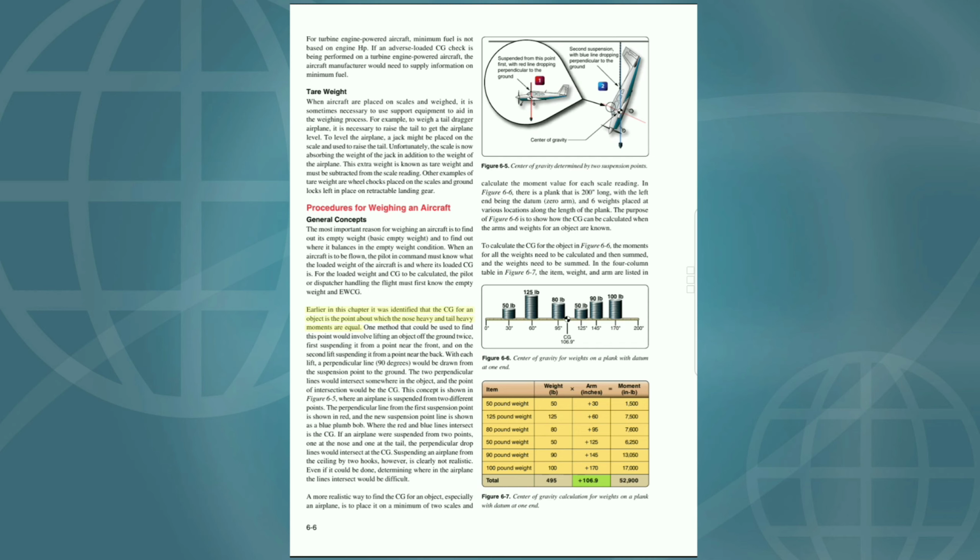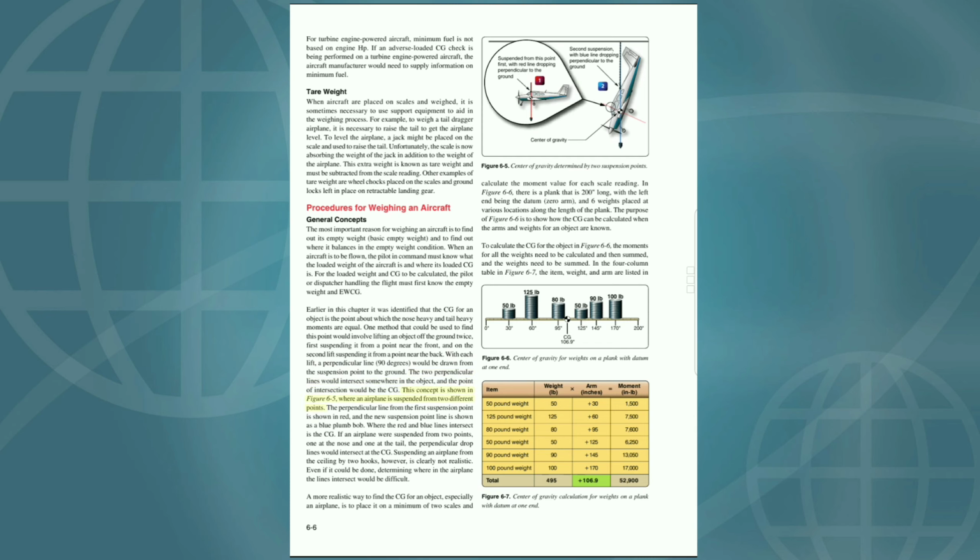Earlier in this chapter it was identified that the CG for an object is the point about which the nose heavy and tail heavy moments are equal. One method that could be used to find this point would involve lifting an object off the ground twice, first suspending it from a point near the front, and on the second lift suspending it from a point near the back. With each lift, a perpendicular line, 90 degrees, would be drawn from the suspension point to the ground. The two perpendicular lines would intersect somewhere in the object, and the point of intersection would be the CG.